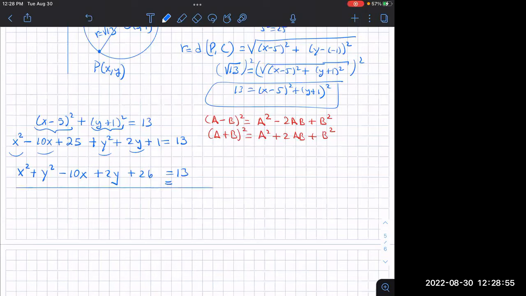Minus 13, yes, because I want the right side to be 0. It's just the way it is. So the answer is x squared plus y squared minus 10x plus 2y plus 13, since 26 minus 13 is 13. There's your general form.